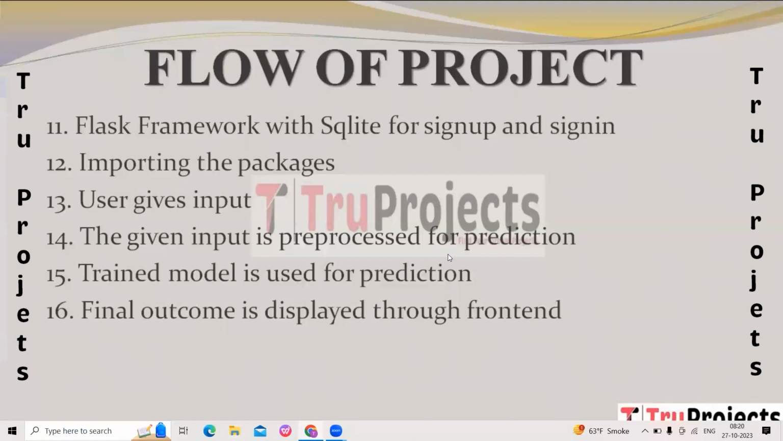Input data from users is processed and transformed so that it can be fed into the machine learning models for prediction. Then we have the trained model is used for prediction. The pre-processed user input is used to make predictions using the trained machine learning models. Last one, here we have the final outcome is displayed through the front end. The results of the predictions are displayed to the user through the web application's front end, providing them with the desired information or insights.